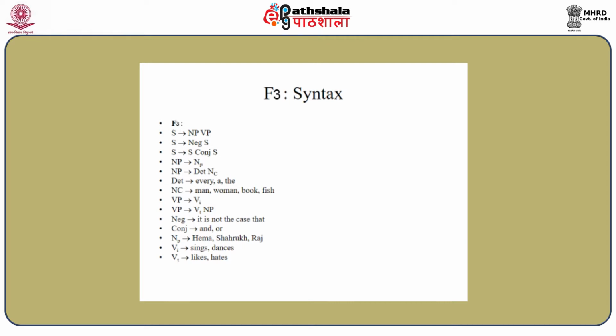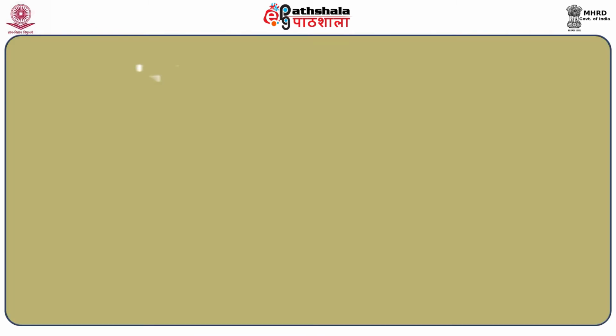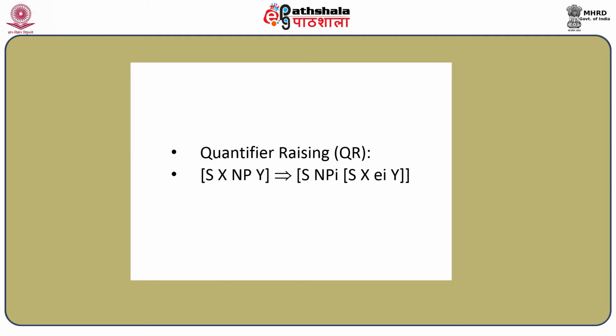VP goes to V sub I. VP goes to V sub T, NP. VP goes to V sub DT, NP, PP. V sub I goes to sings, dances. V sub T goes to likes, hates. V sub DT goes to gives. You can also add a few others, takes, and so on. So this is your basic phrase structure grammar that generates the sentences that you need. You also have to have another rule, which is not a phrase structure rule, but a special kind of rule that we call the rule of quantifier raising. This is a rule that will take a noun phrase and move it from its place and adjoin it to a sentence node that dominates it.